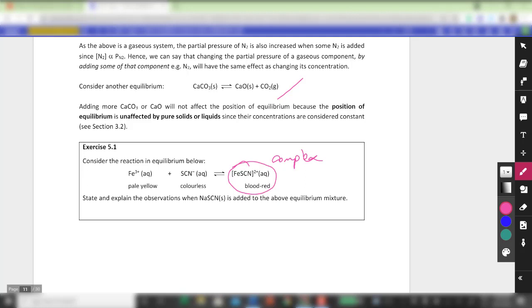Then I will be able to observe that more of the blood red complex is being formed. Is this reflected by my observation in the test tube? Yes, you realize that the blood red complex color deepens, or becomes darker red, something along those lines. So you notice the thought process I brought you through when I explain how you should explain when you introduce a stress, whether a reactant or product, into the system at equilibrium. That is very important when you try to explain things in your theory.